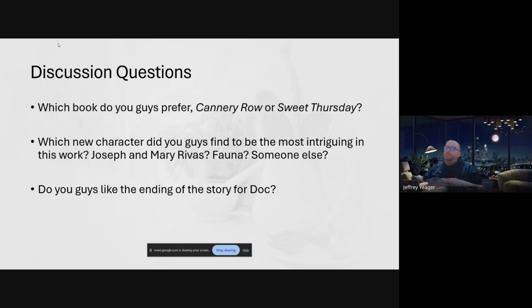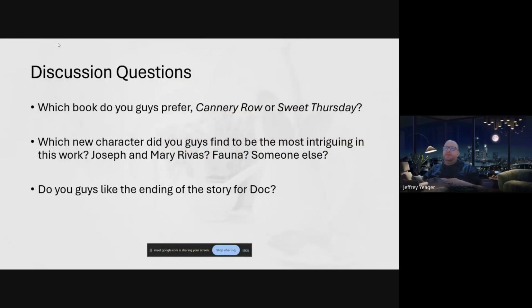That's a tough one for me. Cannery Row, I think they're very much, even though Sweet Thursday is the sequel, I get the feeling that they're two different books. They very much are two different books.